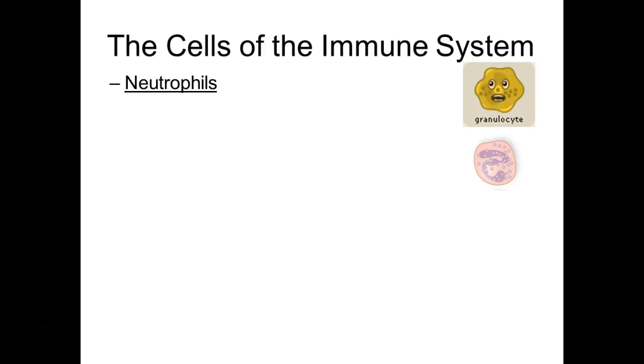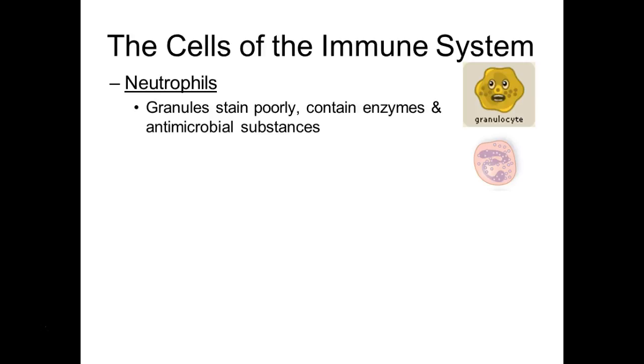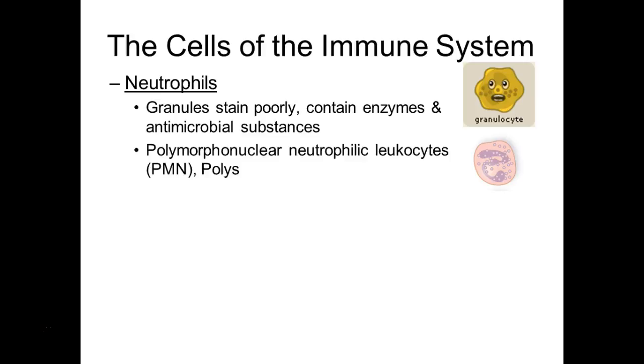So a little bit more about neutrophils. We know they're eaters, right? Their granules don't stain very well, but they contain enzymes and antimicrobial substances that are very important to their job. Other names you'll sometimes see them called by are polymorphonuclear, with poly meaning many, morpho the shape, nuclear their nucleus. So again, they definitely have the most deformed nucleus you'll see. Leukocyte, which of course means white blood cell. Neutrophilic, again, that neutral staining. So also sometimes abbreviated PMN, for polymorphonuclear neutrophilic cells, or just polys for short.